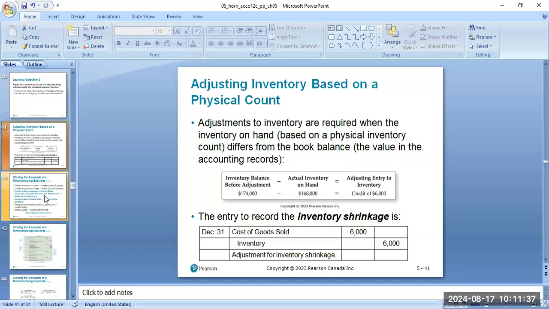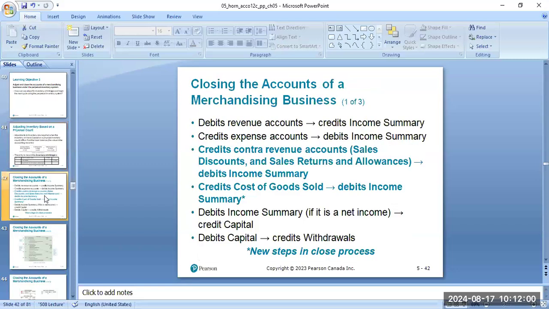What shall we do? Well, obviously, we have to reduce our inventory by those $6,000. If we reduce the inventory, we have to increase something. What are we going to increase? Cost of goods sold. So what will be the entry? Debit cost of goods sold with $6,000, credit inventory with $6,000. And we are adjusting our inventory for the missing $6,000 of inventory. After that, we can start closing accounts.